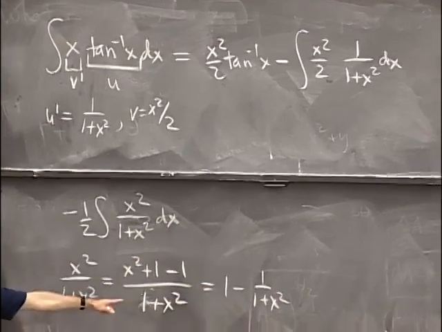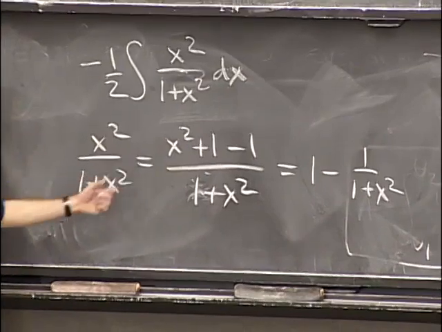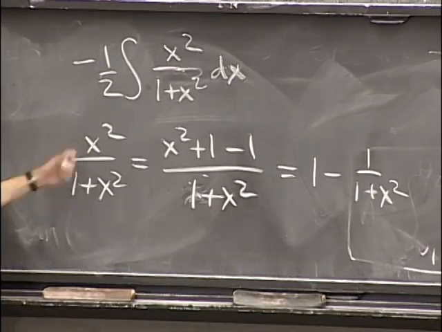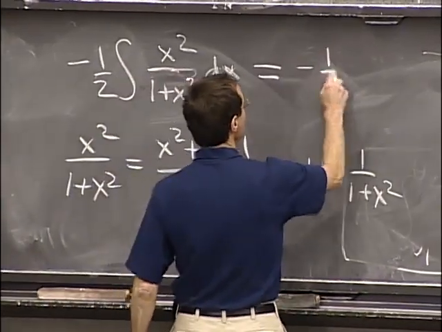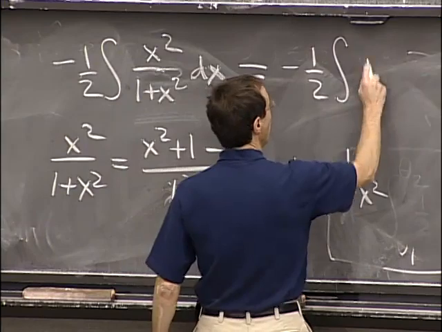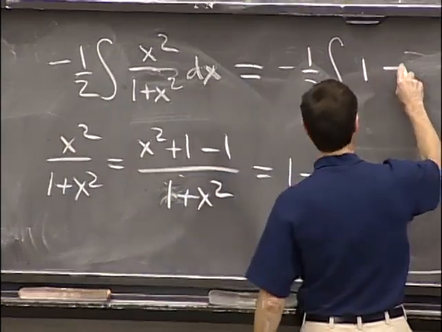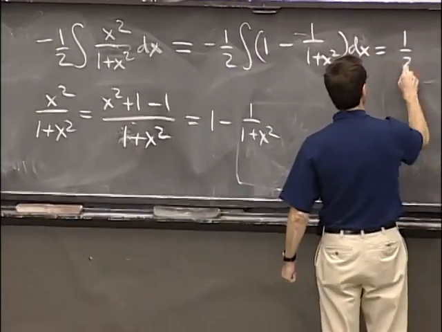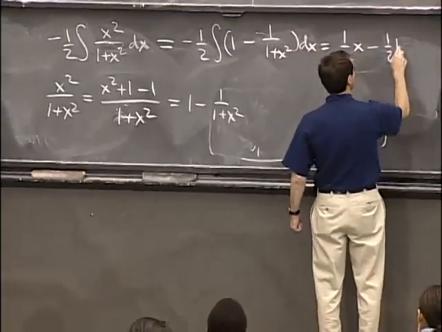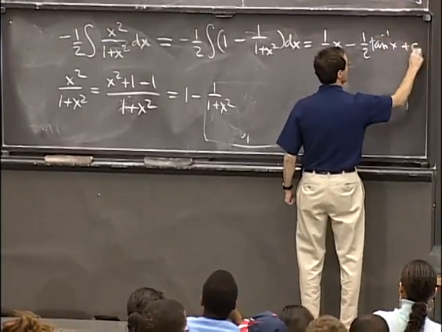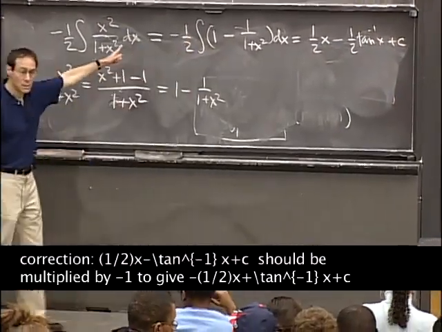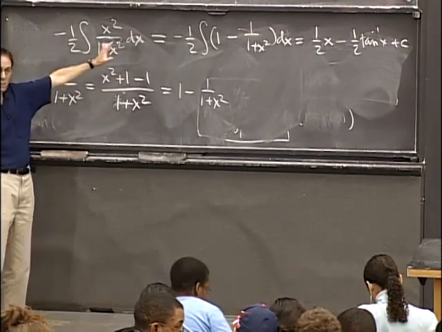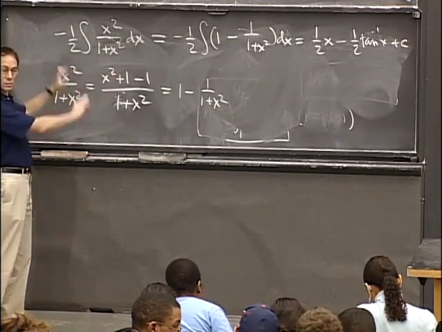All right? So this is the same as long division in this case, because when you divide in, it goes in with a quotient of 1. All right? And so this guy turns out to be minus a half the integral of 1 minus 1 over 1 plus x squared dx, which is a half x minus a half tan inverse x plus C. All right? So this is one extra step that you may be faced with at some day in your life. And just keep that in mind.